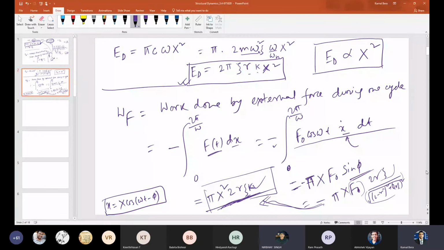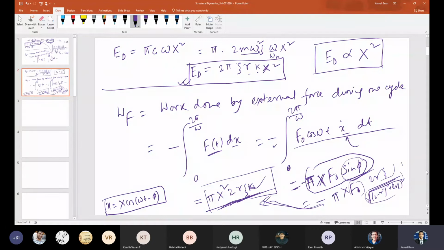After performing the integration, you get pi x F naught sin phi. So you can substitute sin phi. How will you get sin phi? Tan phi, you know, right? There is a phase angle: tan phi equals 2 r zeta divided by 1 minus r square. So you can find sin phi. Sin phi is basically 2 r zeta divided by root over of (1 minus r square) whole square plus (2 r zeta) whole square. So 1 by root over of this thing is nothing but m, the magnification factor.